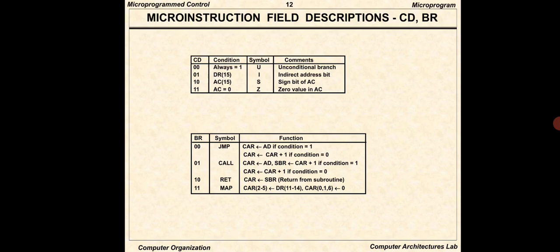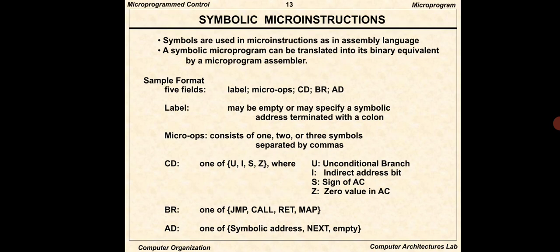Next, if the BR branch value is 1, then it is MAP, that is your mapping. How do I do the mapping? The data register bits 11, 12, 13, 14, that is 4 bits, will be moved to the control address register bits 2, 3, 4, 5, and the rest of the bits in the control address register will be set to 0, 0. This is with your branch field.